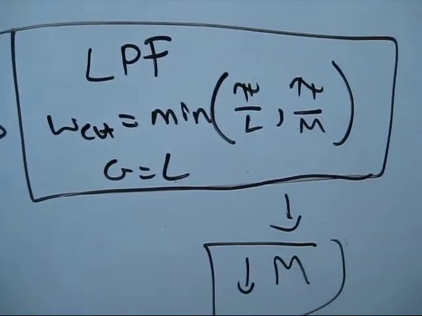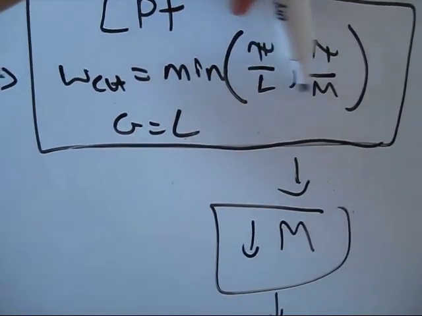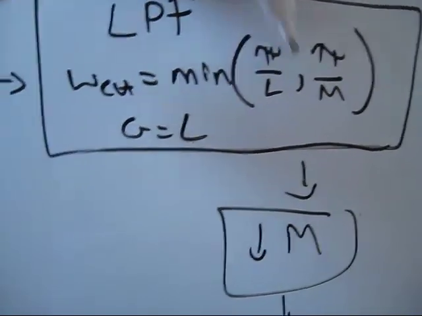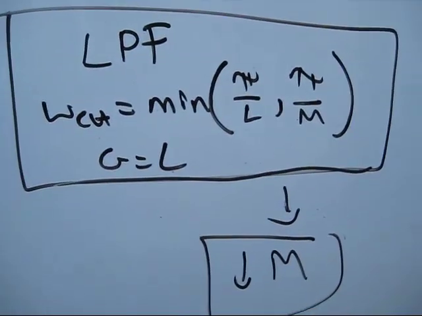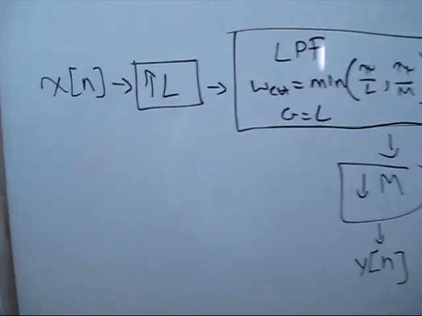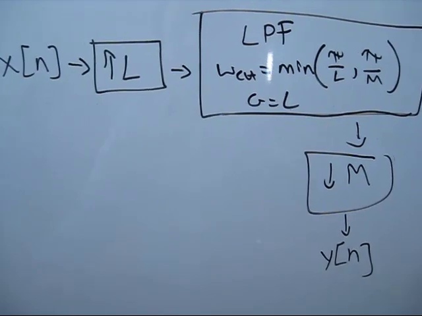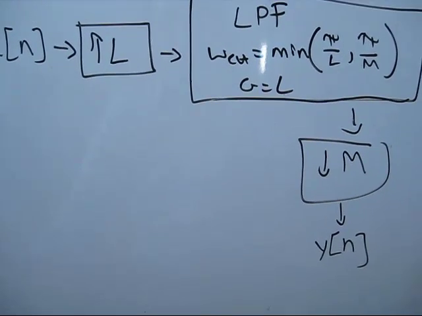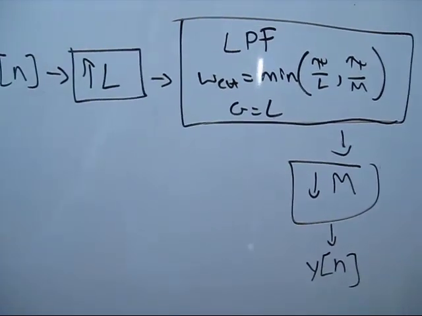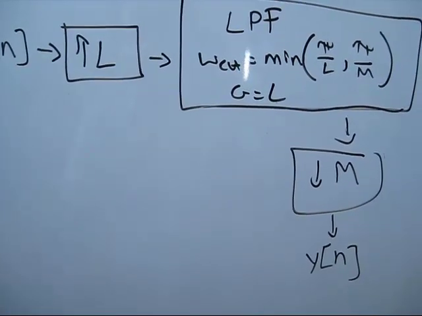So the smaller of these two numbers depends on which one's bigger, L or M, because the bigger the denominator is, the smaller the fraction becomes. So yeah, those are the steps involved in adjusting the sampling rate of your signal post sampling. Then you can go forth and do some stuff.